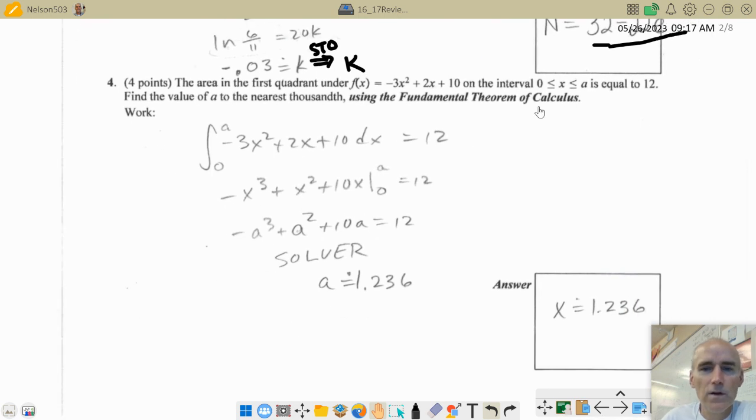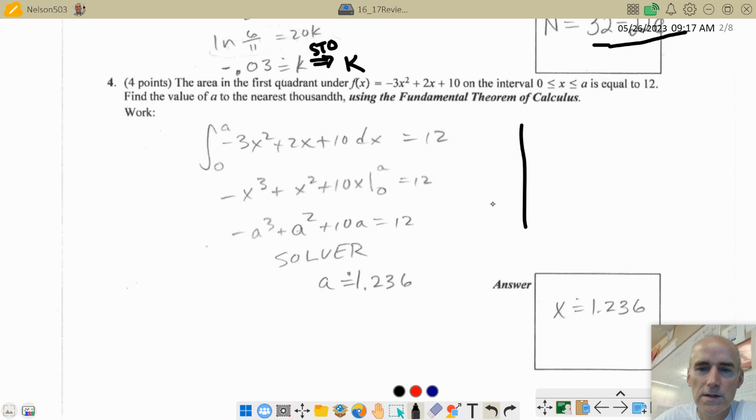This one was, from 0 to some number, the integral is going to be equal to 12. So you take the antiderivative and you plug in the a into your antiderivative right there, and you plug in 0. Obviously, that goes to 0, right? And then you're going to set it equal to 12. And I use my solver feature on my calculator to find that. You could graph it, and it might actually be safer to graph. And here's why it might be safer.